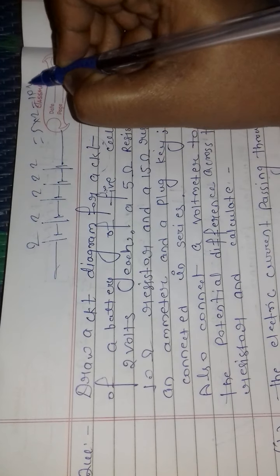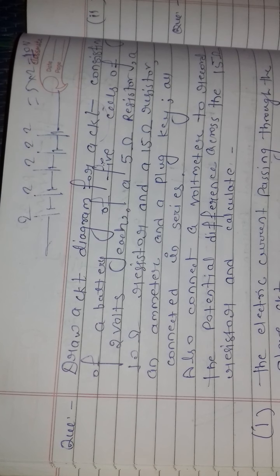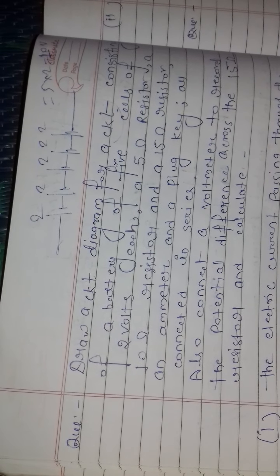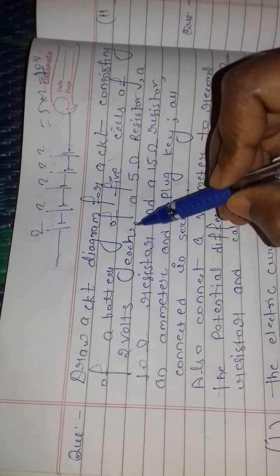2 volt. Then what will be the total value? 5 cross 2 is equal to 10 volt. This is the total value of the battery. The combination of cells is called the battery only. So 2 volt each. So everyone has understood up to here.